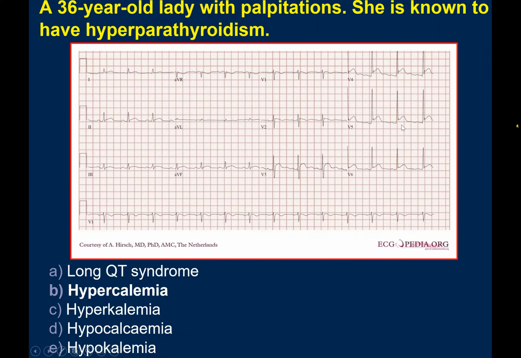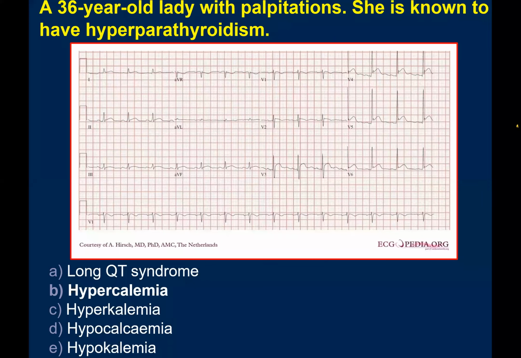But the question here is about this. Actually, if you look at the QT here, it is very short. Agree with me? That QT is very short. It looks short. So with a short QT, we have two differential diagnoses. One is hypercalcemia, like this patient with hyperparathyroidism, and this is again where the history is helpful. And the second is what we call short QT syndrome.